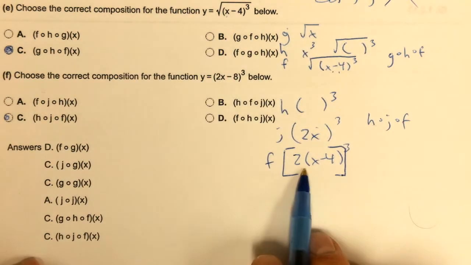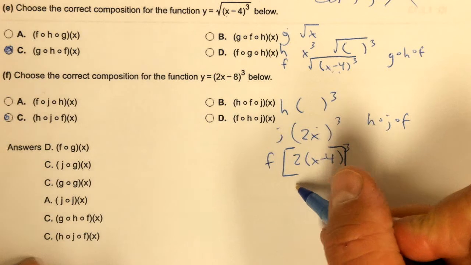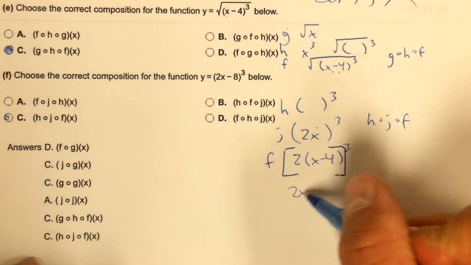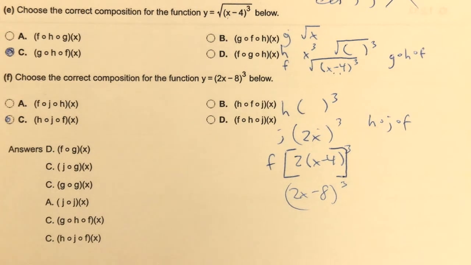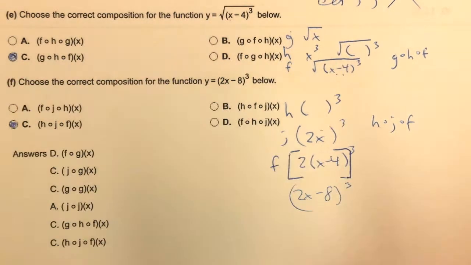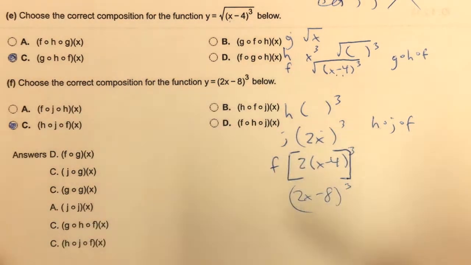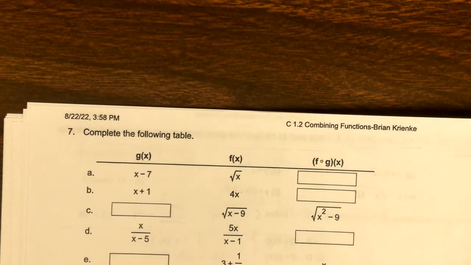Now the reason is because that would turn into 2x minus 8, then cubed. So that's what we want for C. Or that's what we want for F. The answer is C.